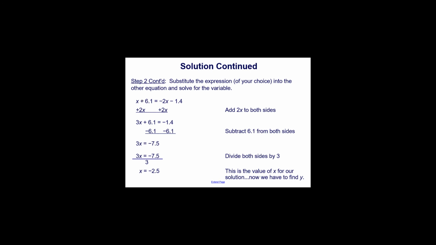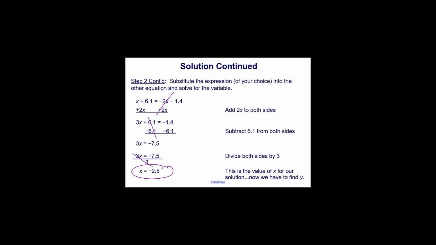So in the equation x plus 6.1 equals negative 2x minus 1.4, first, we'll add 2x to both sides. That will give us 3x plus 6.1 equals negative 1.4. We'll then subtract 6.1 from both sides, and that will leave us with 3x equals negative 7.5. Then we'll divide both sides by 3, finally giving us that x equals negative 2.5. So this is the value of x for our solution with that new equation we created through substitution. So we found the value of x in our system's solution.